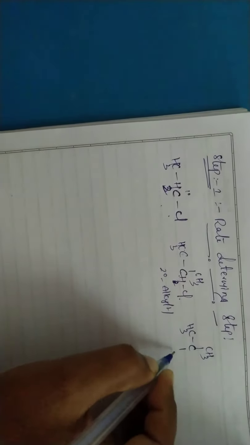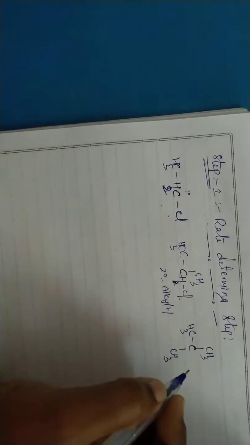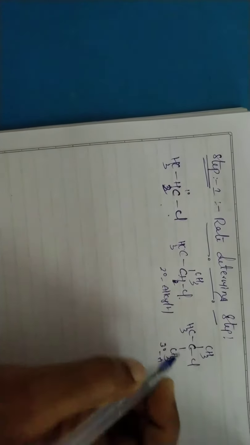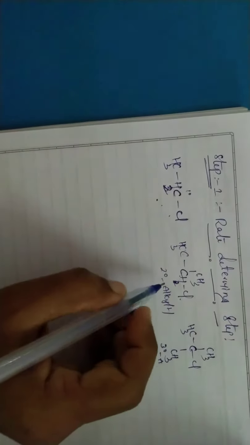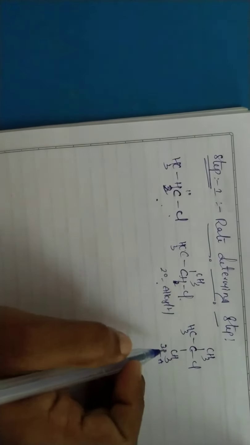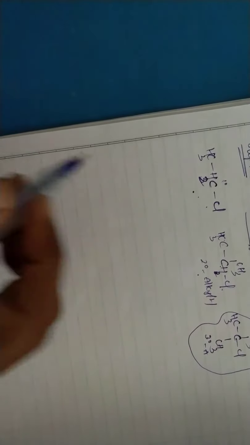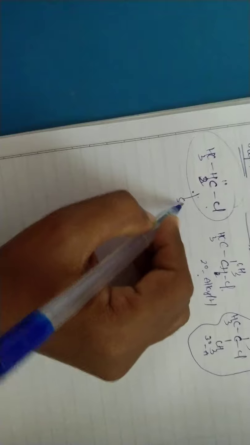So what is meant by tertiary carbon? If carbon is connected with three carbons, that is called a tertiary alkyl halide. So now we have primary alkyl halide, secondary alkyl halide, tertiary alkyl halide. In an SN1 reaction, tertiary alkyl halides will undergo SN1 reaction only. Next, the primary alkyl halides will undergo SN2 reaction.